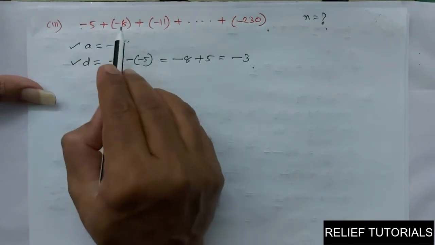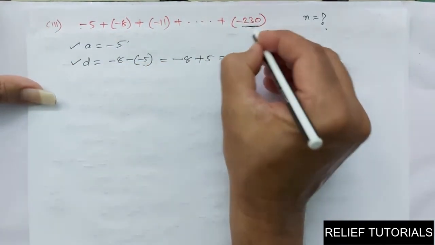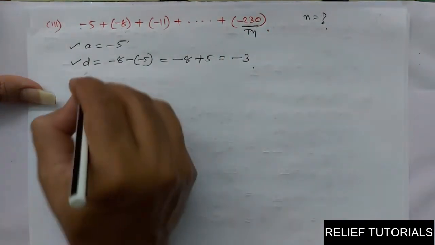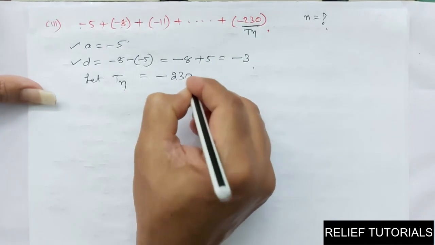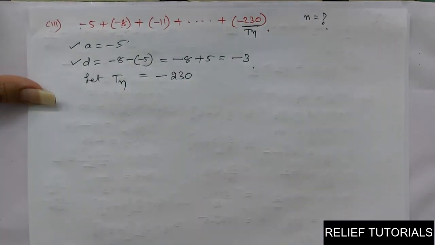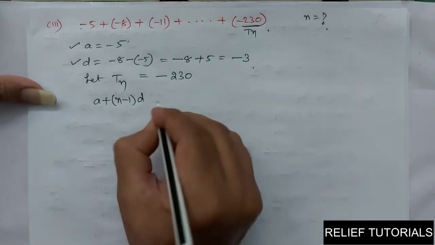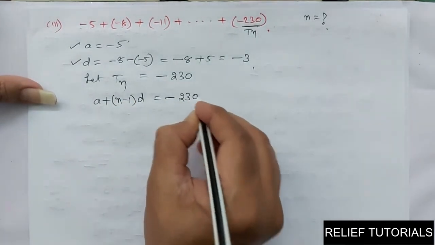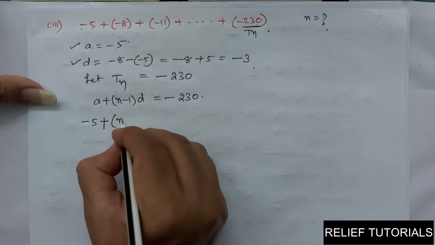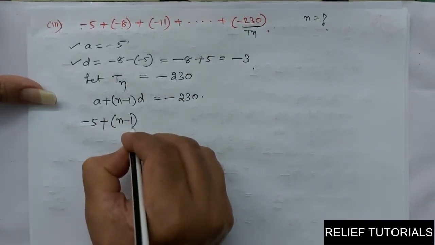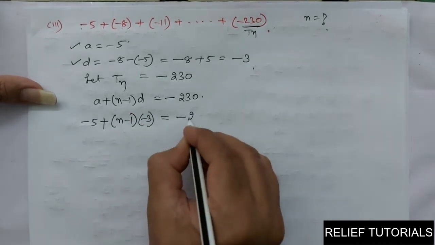Okay. This is the first term, this is the second term, this is the third term, and this we don't know, so let it be the nth term. So, what you will do? Let Tn be equal to minus 230. Clear? Tn equals a plus (n minus 1) into d, equal to minus 230. a is minus 5 plus (n minus 1), we want to find n, into d, the difference, minus 3, equal to minus 230.